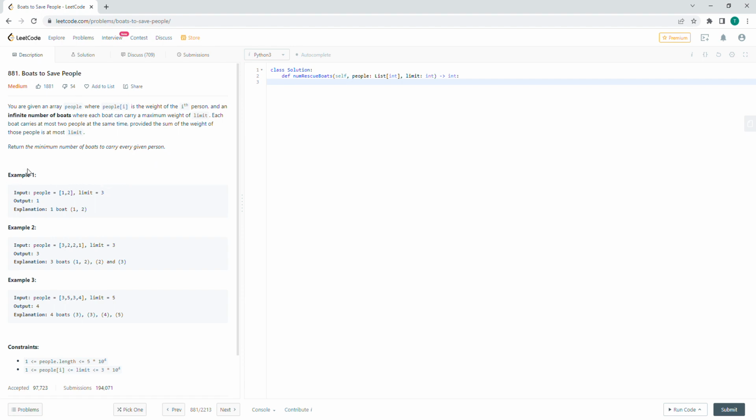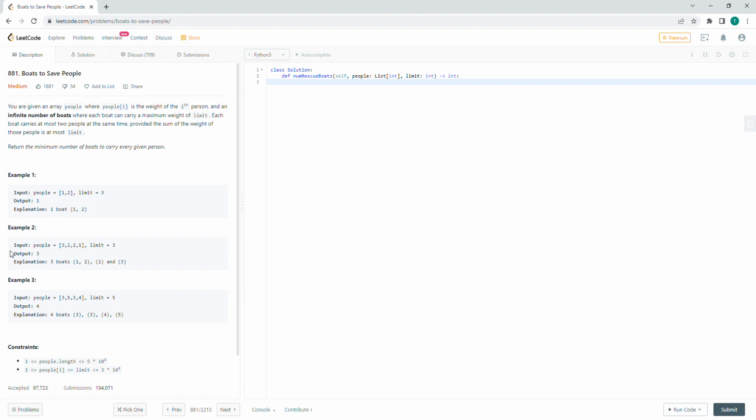So let's see, we have example number one here, given the array of integer people, we have a limit of 3. So what's the minimum number of boats we can carry every given person? Well, we need one boat, because the weight of the first person is 1 and the weight of the second person is 2. 2 plus 1 equals 3, which is equal to the limit, and that's okay to be in one boat.